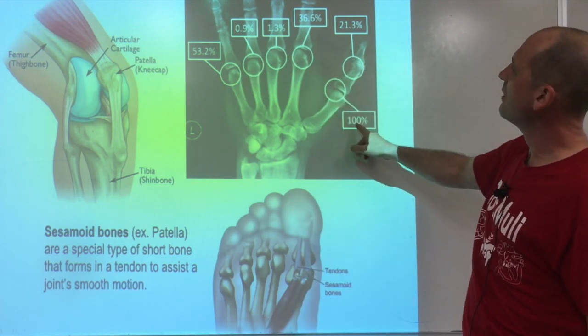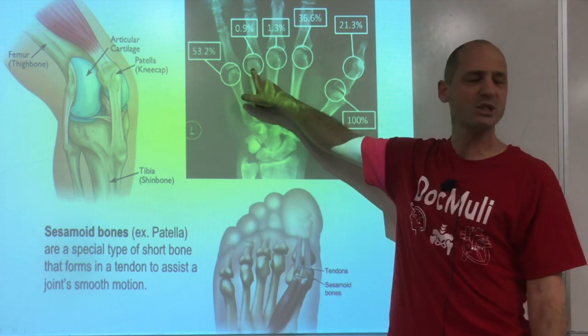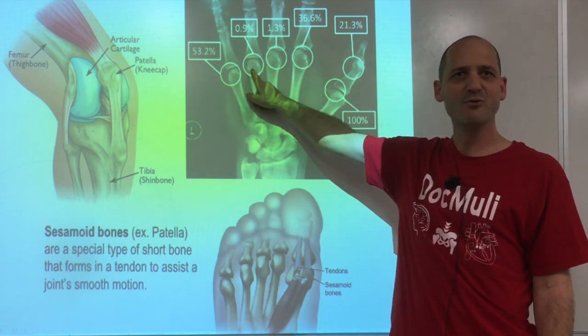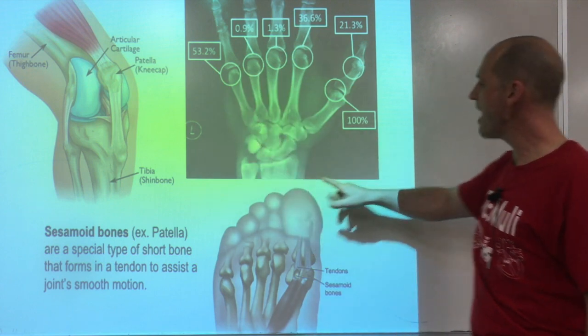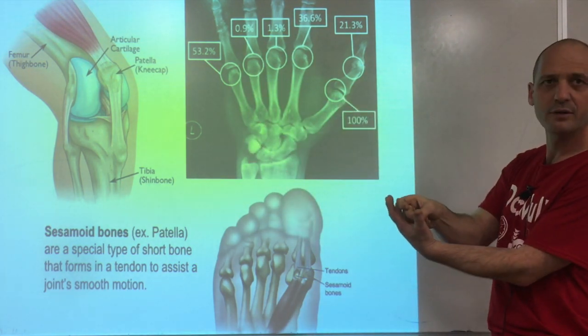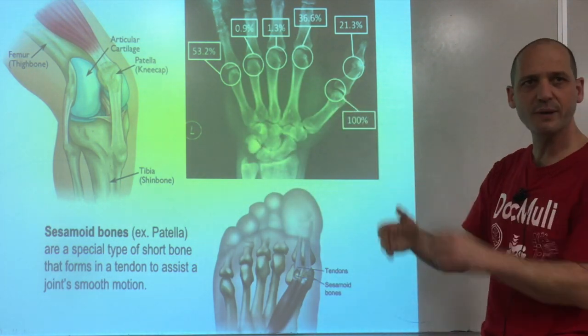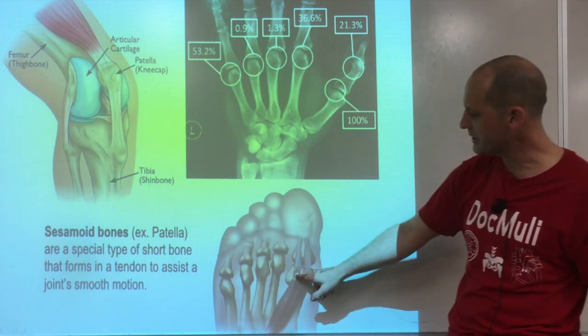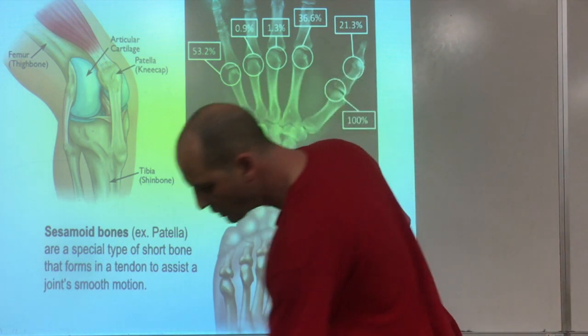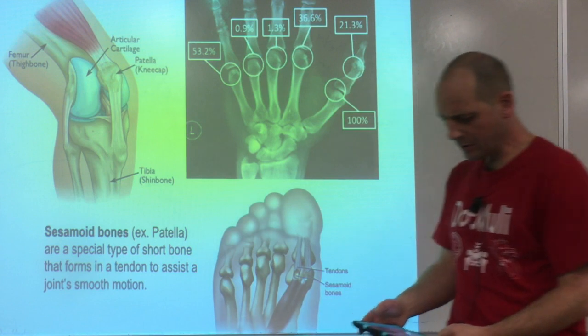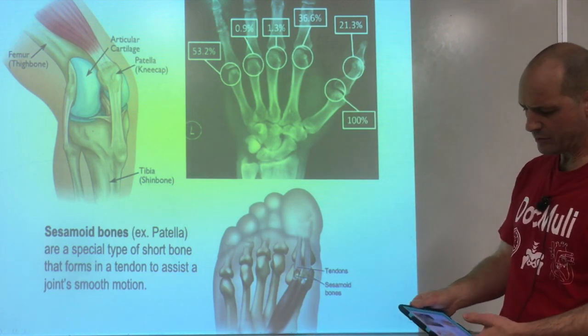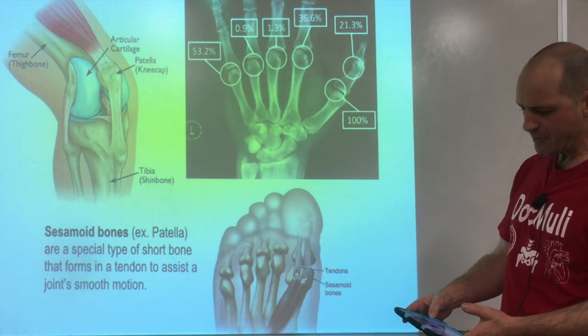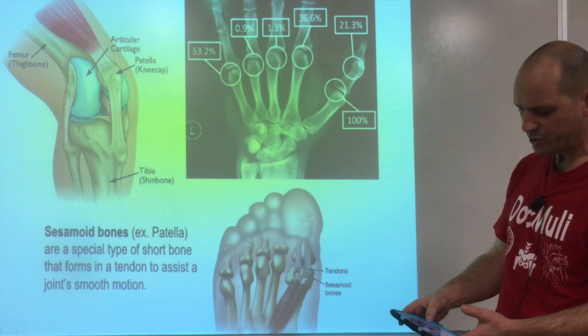Look at all these. 0.9% of the population has one here. If you were that person, you got one here. Everybody's got some here to balance out the thumb movement a little bit. And then we got some down in here as well. So those are the sesamoid bones. A special type of short bone that forms in a tendon to assist smooth joint movement.